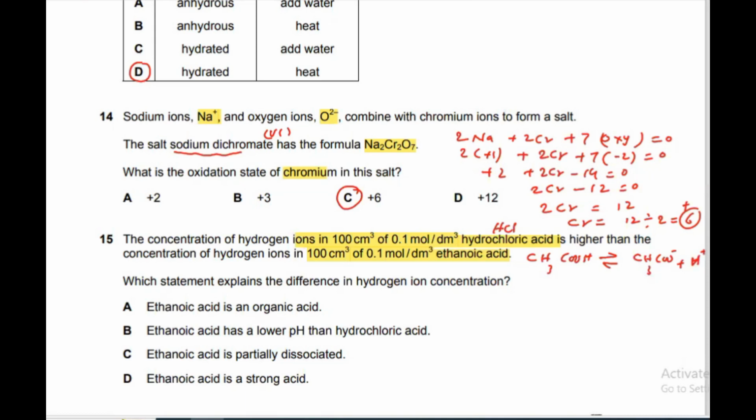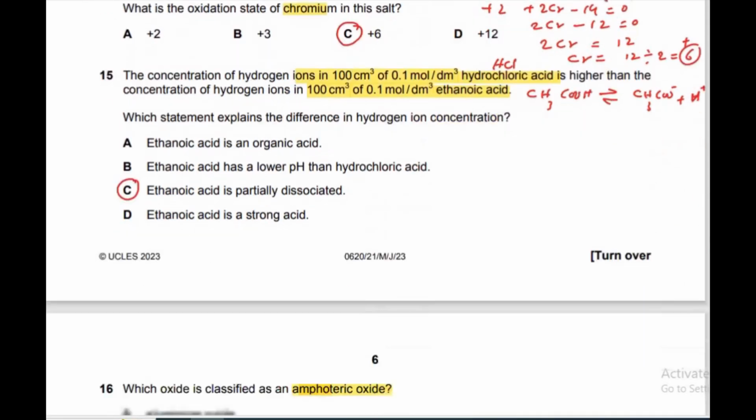Which statement explains the difference in the hydrogen ion concentration? Ethanoic acid is partially dissociated. So that's why we can say that it will produce fewer H+ ions, because weak acids are acids which give fewer hydrogen ions.